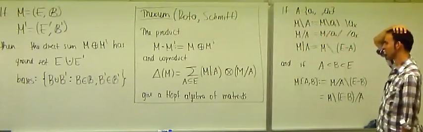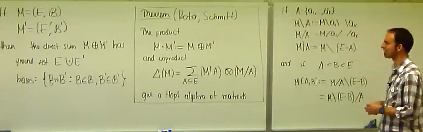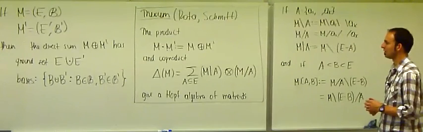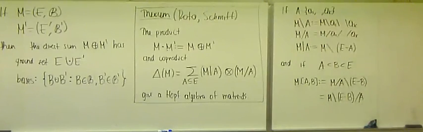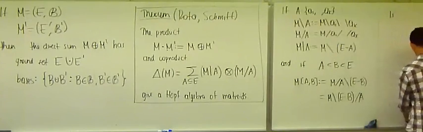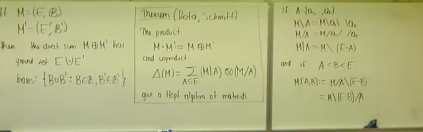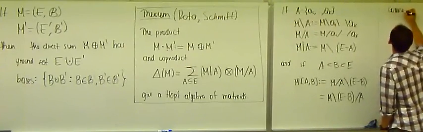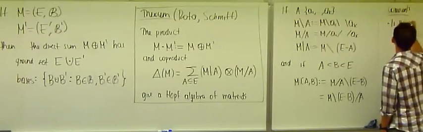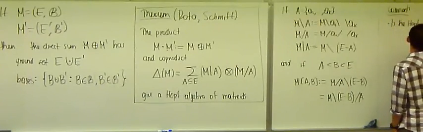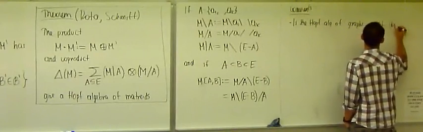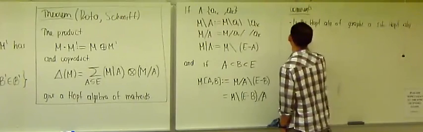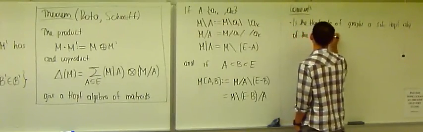Actually, that raises an interesting question. Okay, so I didn't plan to get into these subtleties, but since I got myself into this, now I have to. But I think it's interesting. So let's make some comments about this. Is the Hopf algebra of graphs a sub-Hopf algebra of the Hopf algebra of matroids?